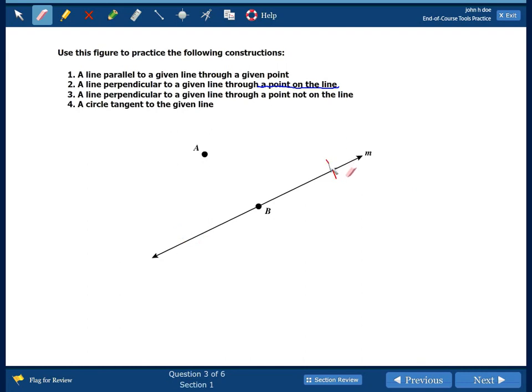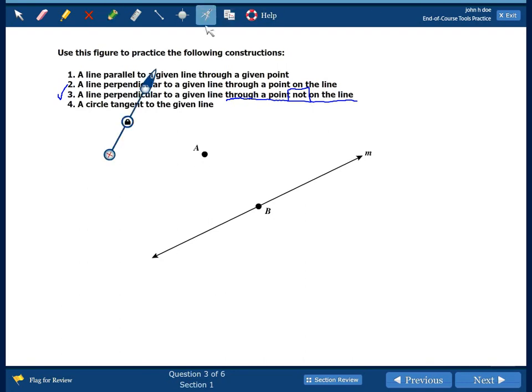So now we're going to do the last construction that we're going to cover on this video, which is a line perpendicular to a given line through a point not on the line. So to do this, it's going to be the same steps as we used whenever we bisected an angle. So again, it's through a point not on the line. So the point not on the line is point A.